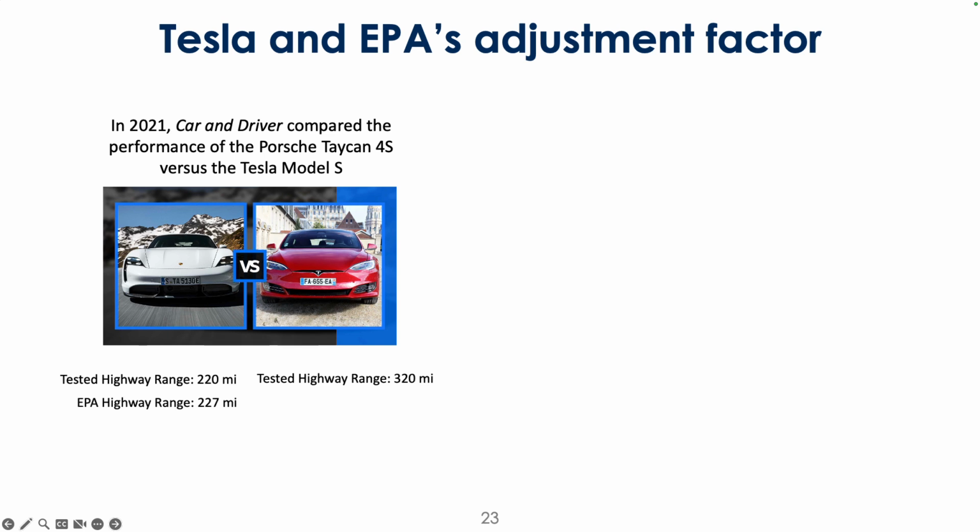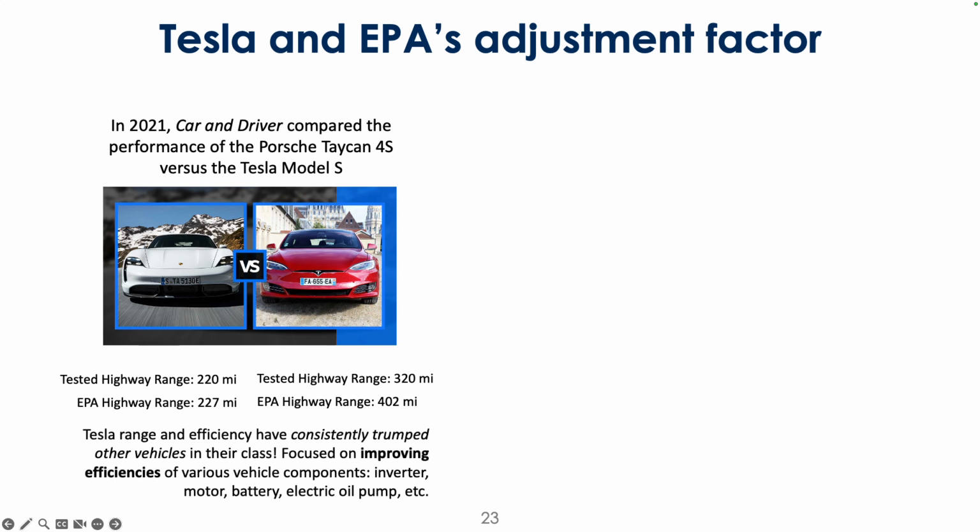That matches for the Porsche pretty closely. There's about a 227 mile range that the EPA gave based off the test cycle. But compared to the Tesla, the EPA actually has measured a range of 402 miles. So there's a huge discrepancy even among the standard test cycle for different vehicles. And so why is that?